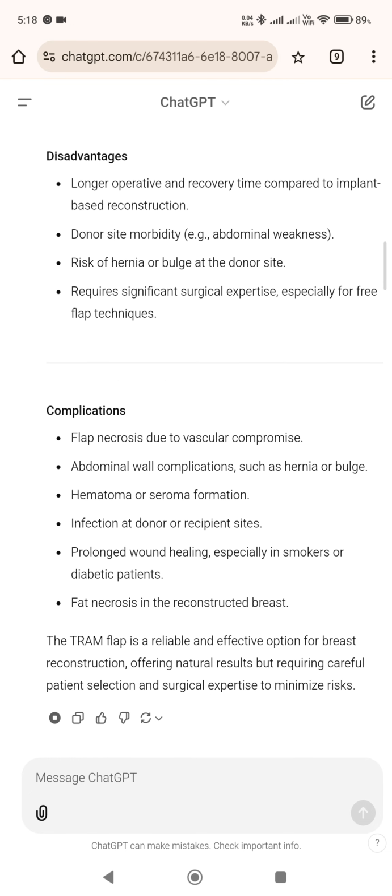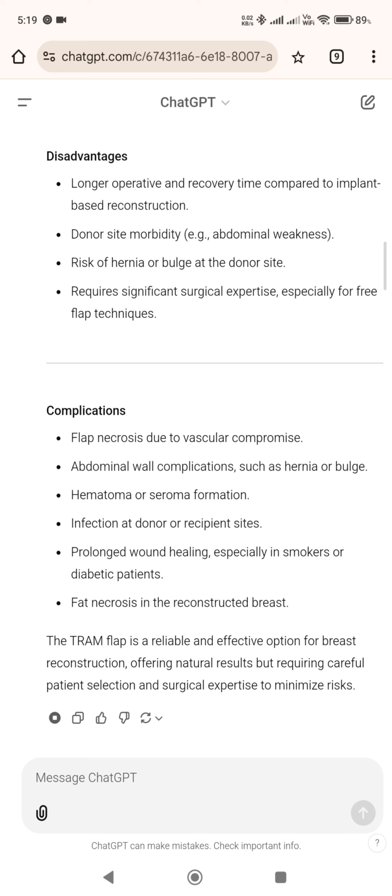Complications: flap necrosis due to vascular compromise. Abdominal wall complications, such as hernia or bulge. Hematoma or seroma formation, infection at donor or recipient sites. Prolonged wound healing, especially in smokers or diabetic patients. Fat necrosis in the reconstructed breast.